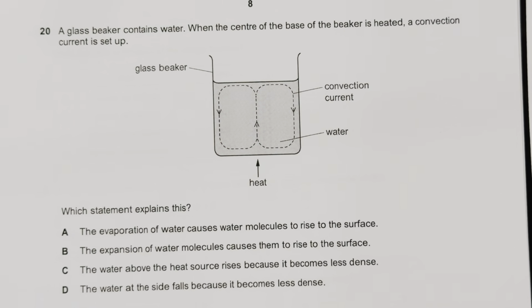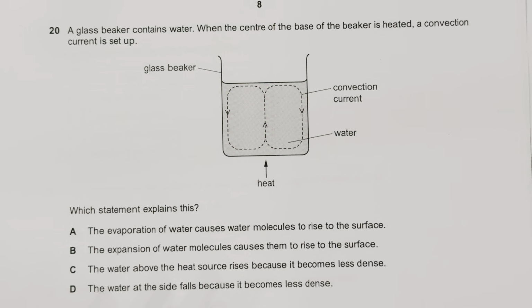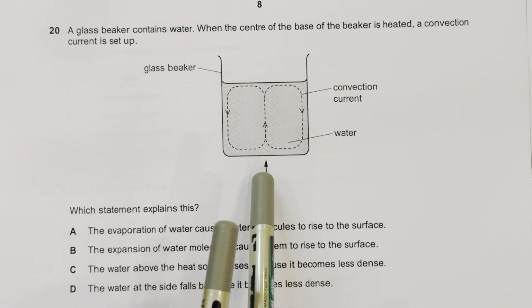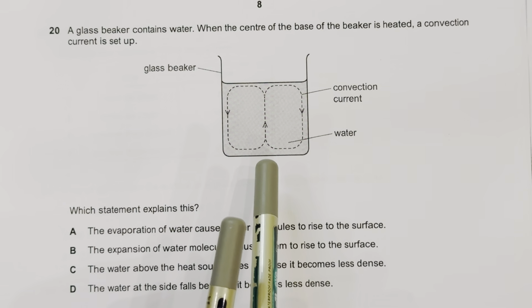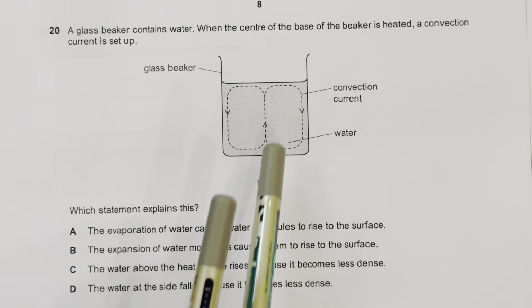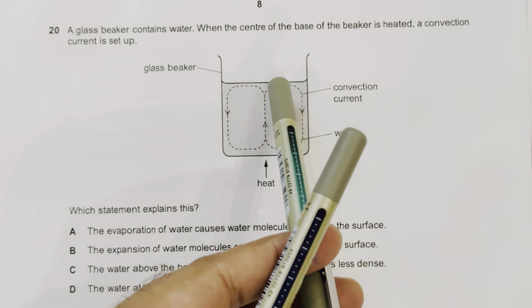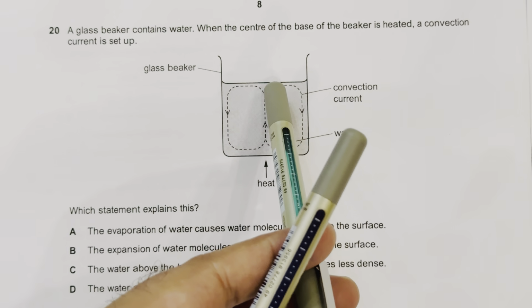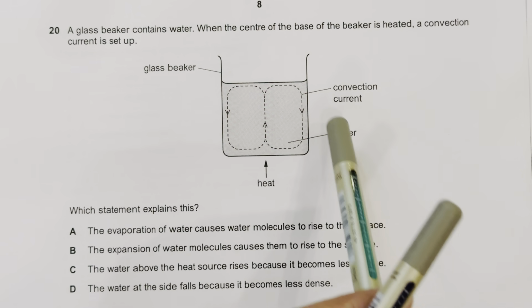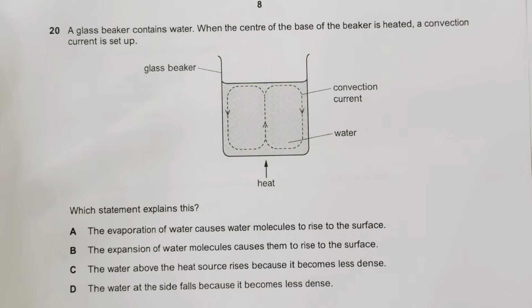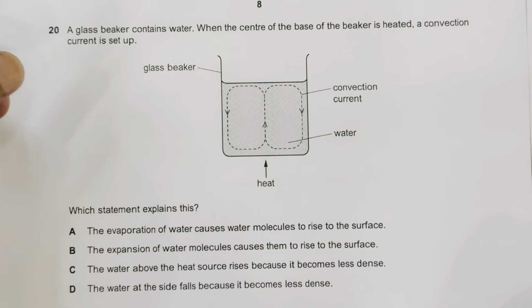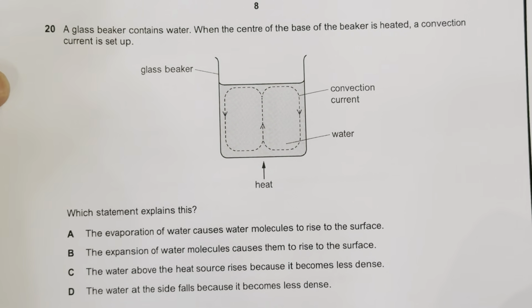Moving to question number 20. A glass beaker contains water. When the center of the base of the beaker is heated, a convection current is set up. Okay, I will explain what is the convection current. When the particles over here are heated, they expand, their volume increases, their density becomes low, so they go higher, and high energy particles move to the upside and the low energy particles move toward down, and this cycle continues till the temperature of the whole liquid in the container becomes constant. So which statement explains this process?